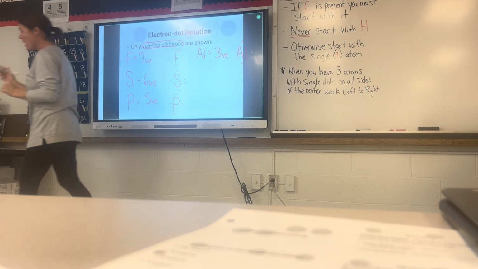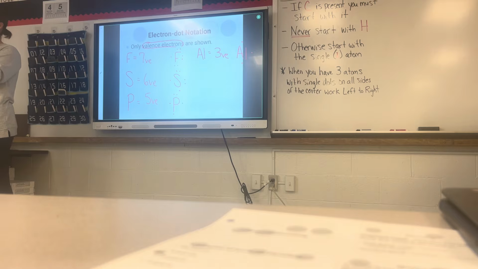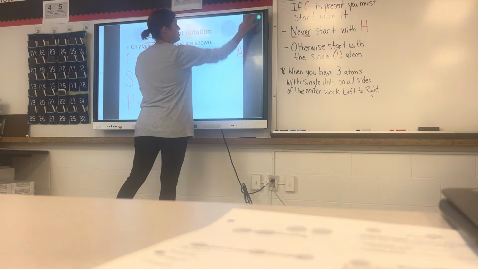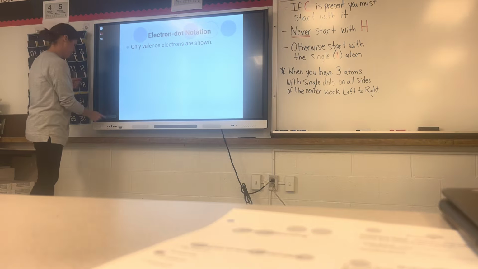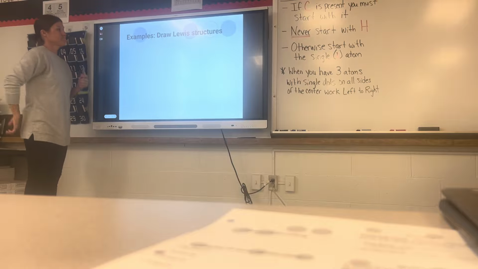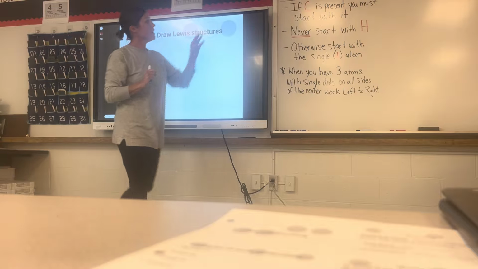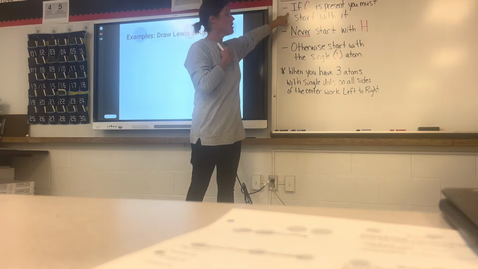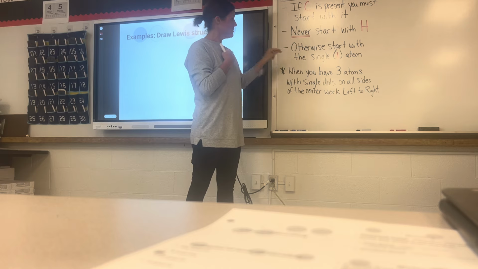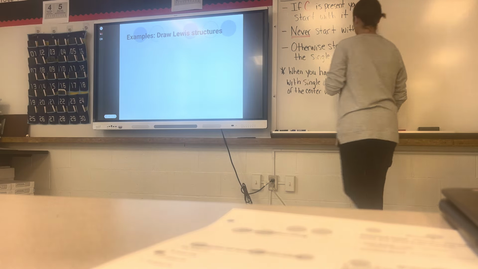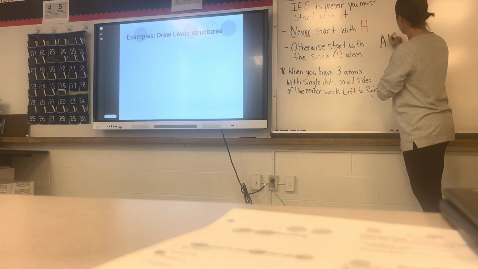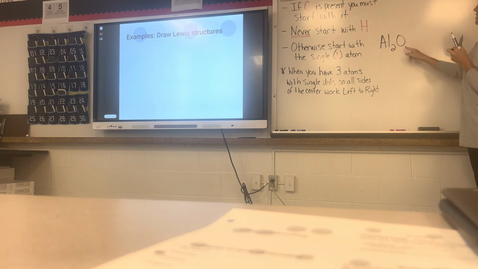So I want you to skip to the bottom where it says examples. This whole bottom section is going to be for examples. So now we're actually going to build structures. I know, I'm sorry. Okay. We're going to build structures, but your starting base point is what we just did. Here are your rules. If carbon is present, you have to start with it. Never start with H. Otherwise, start with a single atom. And what I mean by that is if I had Al2O, there's 2 of these and 1 of these, I would start with this one because there's only 1. That's what I mean single. But we'll get to that.